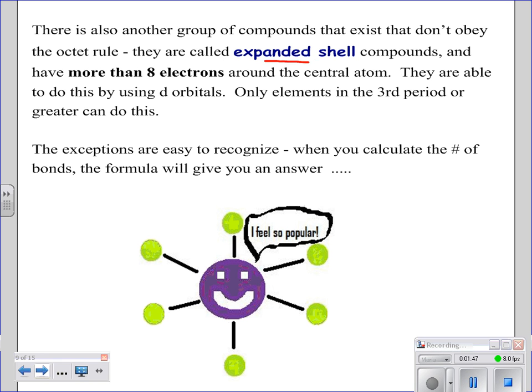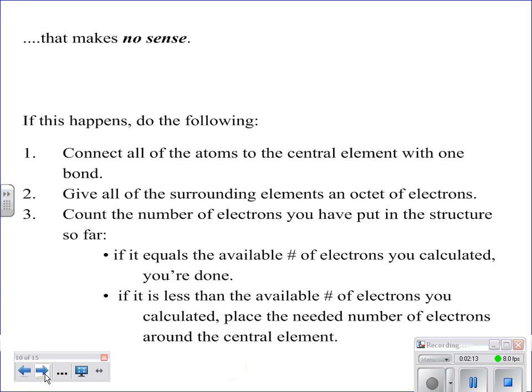So these are called expanded shell groups, or expanded shell compounds, and they have more than 8 electrons around a central atom. They do this by using the D orbitals. We find those in the greater than third period. What you're going to notice is that when you try to come up with your answer, doing your needed, available, and shared, you find an answer that makes no sense. So you just scrap the whole thing and start from the beginning: you do that calculation for your available, but then you connect all of those atoms to your central atom, and make it equal your available. I'll go through that when we see our examples.